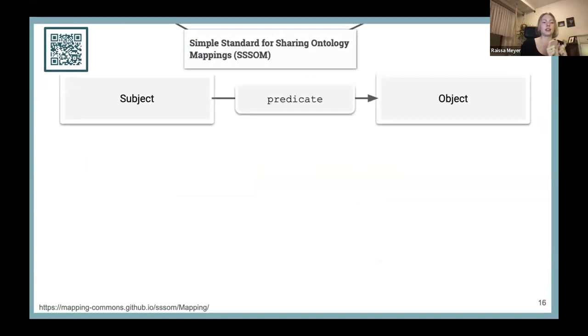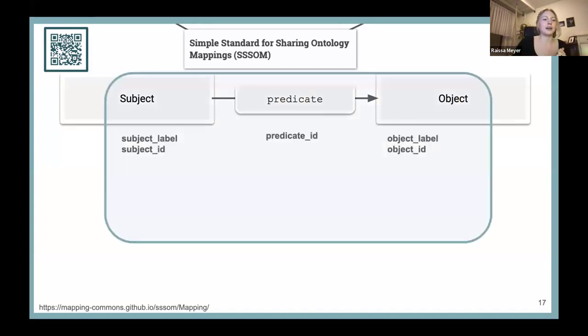Okay, so let me talk a bit about what the standard actually is and how to use it. Everything here is structured in triplets. You have a subject, a predicate, and an object, and the predicate defines how the subject and the object relate to each other. When you use the SSSOM standard, this is basically the main ingredient that you need. The way that you denote that is by having a subject label and/or a subject ID, then a predicate ID, and an object label and/or ID. Those are the main components that you need in any SSSOM file.